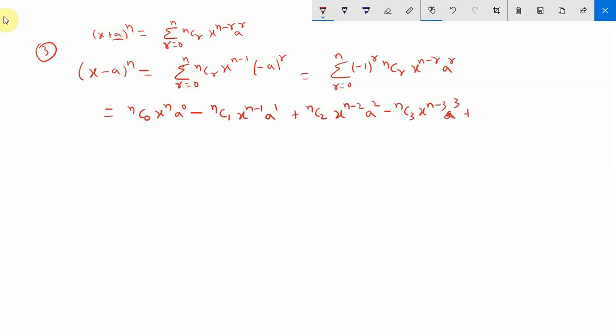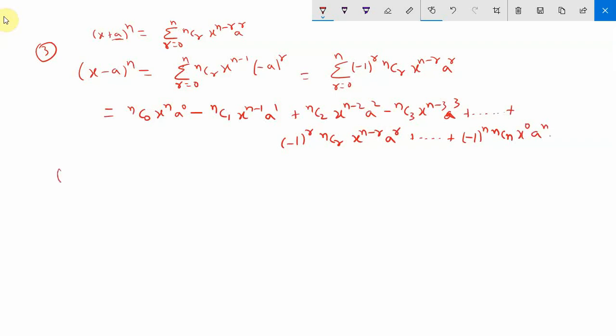Okay, friends. Similarly, if we expand, we will get minus 1 to the power r nCr x to the power n minus r a to the power r, plus the last term, we will get minus 1 to the power n nCn x to the power 0 a to the power n. So this is the expansion of x minus a to the power n.